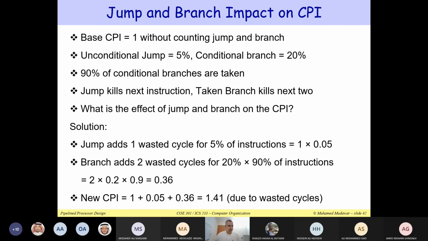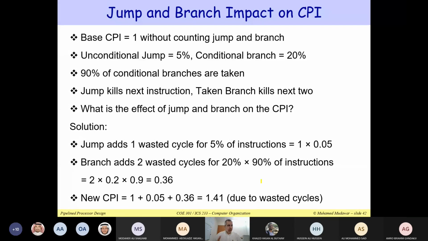Let me put it differently. Now, if I take 100 instructions from the program, how many jumps do you think I have? 5, exactly. If I have 100 instructions and 5% are jumps, so I have 5 instructions which are jumps.